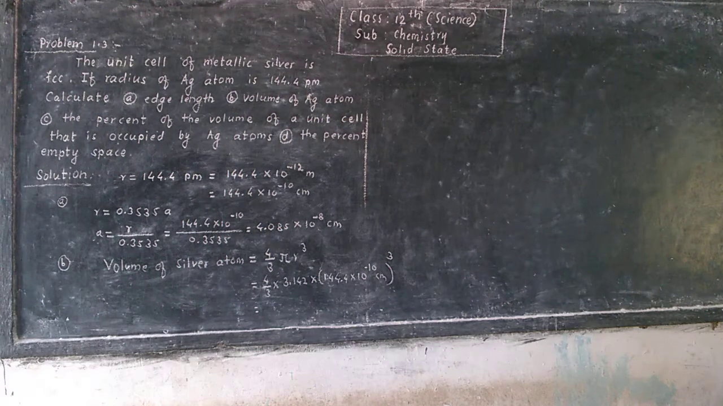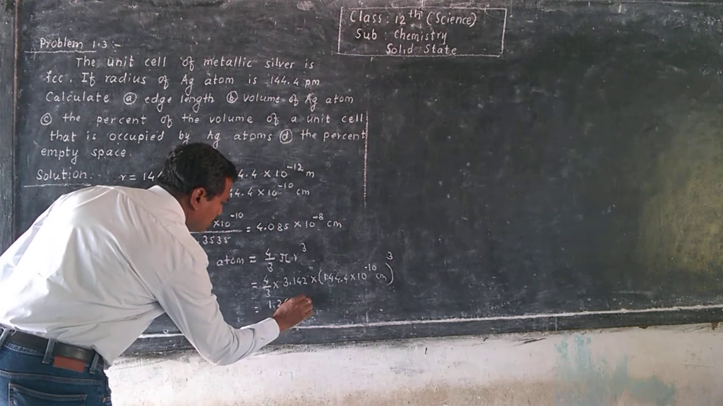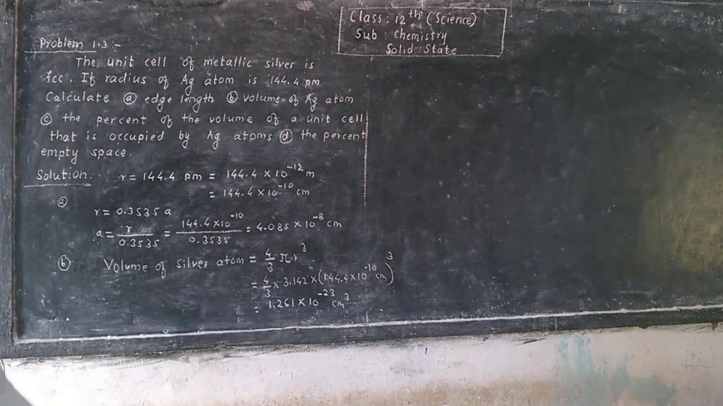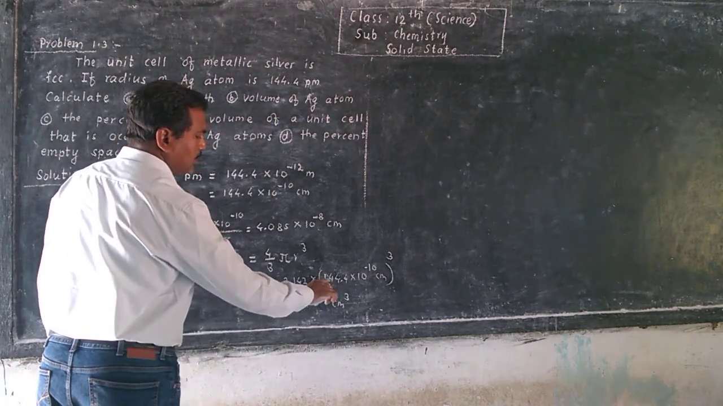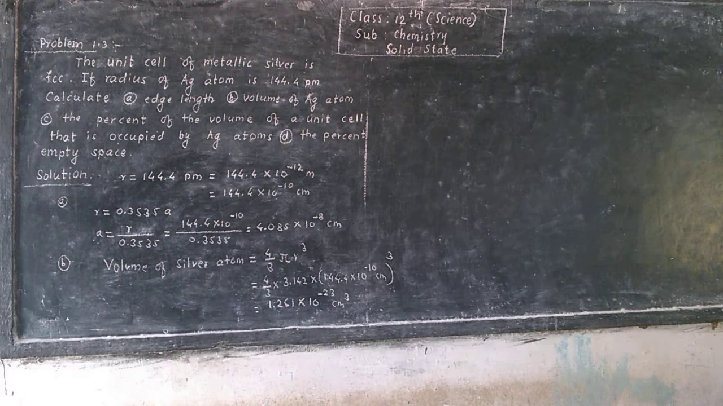4/3 into 3.142 into, in bracket, 144.4 into 10 raised to power minus 10 centimeter cube. So it will be 1.261 into 10 raised to power minus 23 centimeter cube, because here you have log table. So at first convert this 1.444 and then find cube in our log table, that will get a cube of that value, and then multiply by 4 and 3.142 and divide by 3. So this is volume of silver atom.